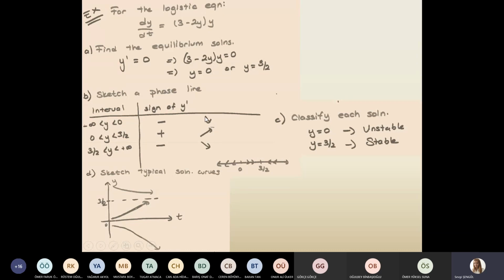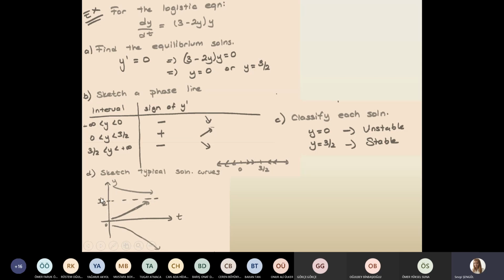And for 0, both sides are approaching 0. So if I want to classify the solutions, what will y equals 0 be? Look at that. For negative infinity to 0, you can easily understand by sketching the solution curves. I put 0 here, I put 3/2 there. And for negative infinity to 0, what did we say? It is decreasing. For 0 to 3/2, it is increasing. And for 3/2 to infinity, it is decreasing.